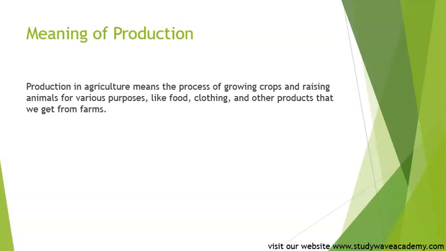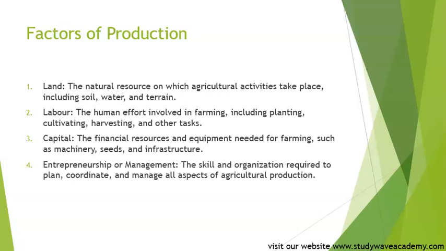Good. So now we are going to be looking at the factors of production. Factors are like the ingredients or pieces that are important in something. So factors of production in agriculture are the essential pieces or things we need to make farming work. They are like the different parts that come together to grow food and other farm products.